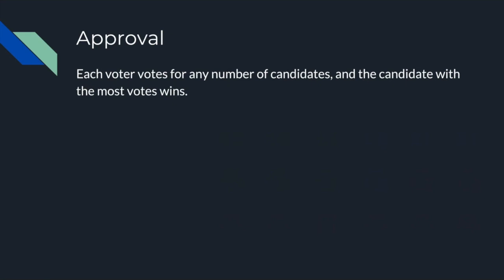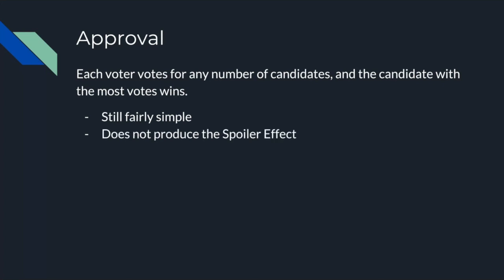Approval voting performs a bit better. Each voter votes for any number of candidates, and the candidate with the most votes wins. It is still a fairly simple system from the voter's perspective, but not so simple that it's easy to gerrymander. Because it accounts for multiple preferences, it does not produce a spoiler effect. It also meets the Condorcet criterion.